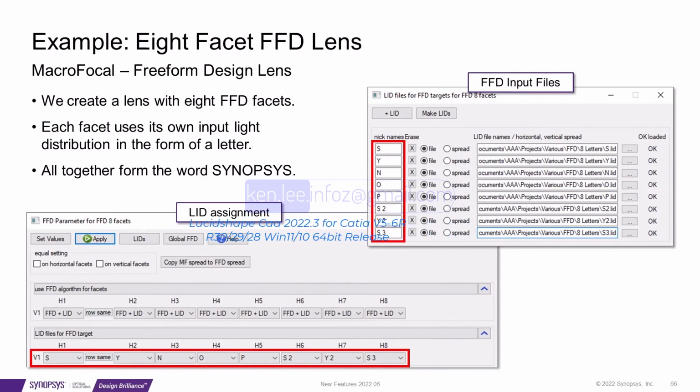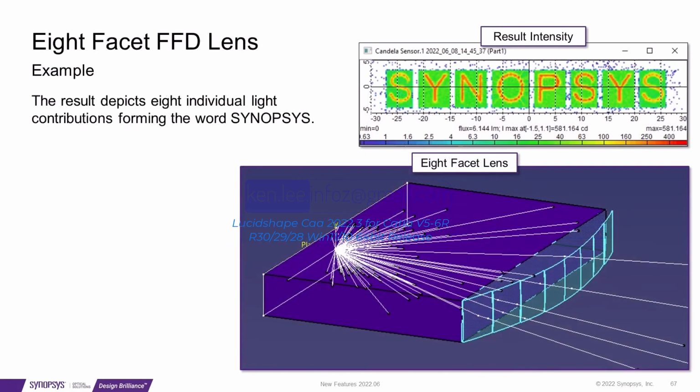Let us take a look at an example. In this design, a lens with 8 FFD facets is created. Each facet uses its own input light distribution in the form of a letter, altogether forming the word Synopsys. At the upper right, we see the intensity distribution. The result depicts 8 individual light contributions forming the word Synopsys.